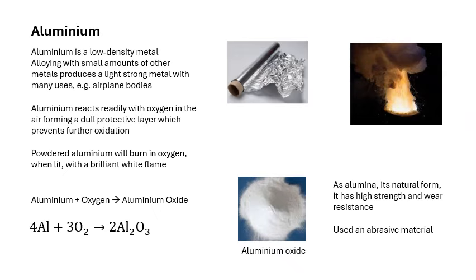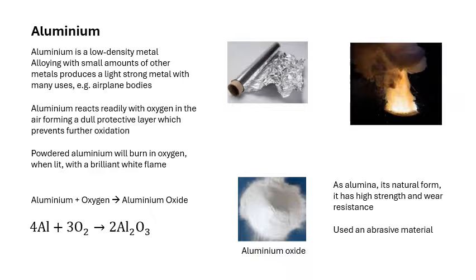Aluminium, yeah, not aluminum. Aluminium is a low density metal. What we do is we alloy it with small amounts of other metals, for example, just a little bit of copper. And what you get is a very light, very strong metal, which has lots of uses. You know, aluminium cans, aeroplanes, okay, very useful. Your window frames in your conservatory, they're often aluminium.